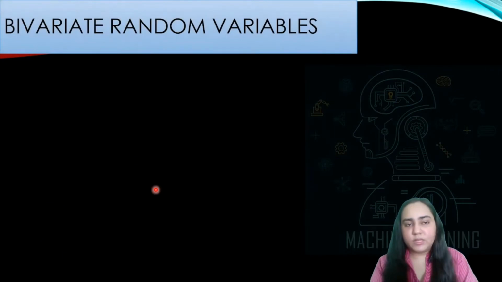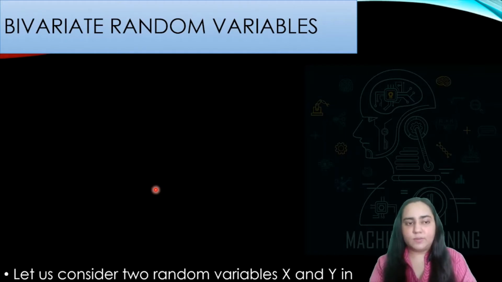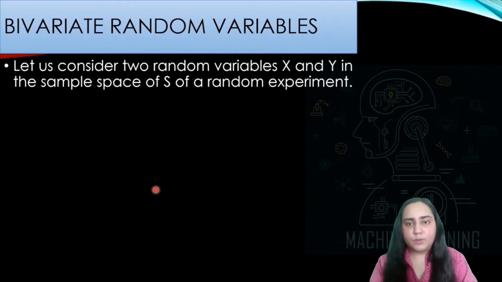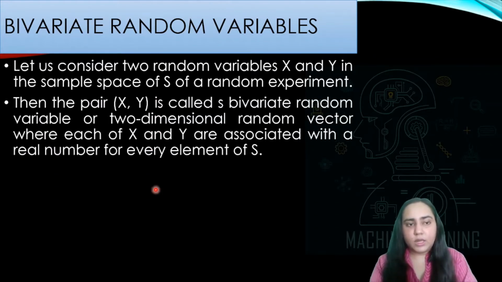So first we will see bivariate random variables, where there are two random variables in the same sample space. Okay, so two random variables x and y in the same sample space S of a random experiment. Here the pair (x, y) will be a bivariate random variable, or a two-dimensional random vector, where each of x and y is associated with a real number for every element of S.